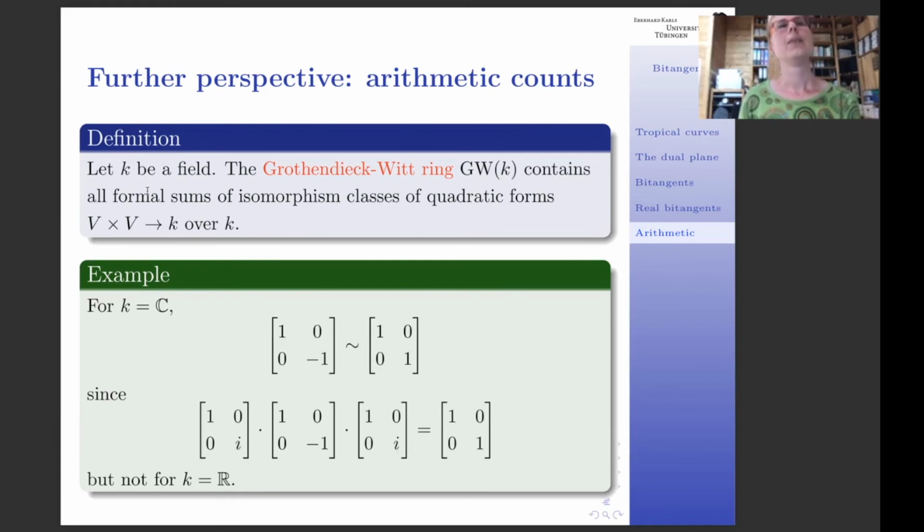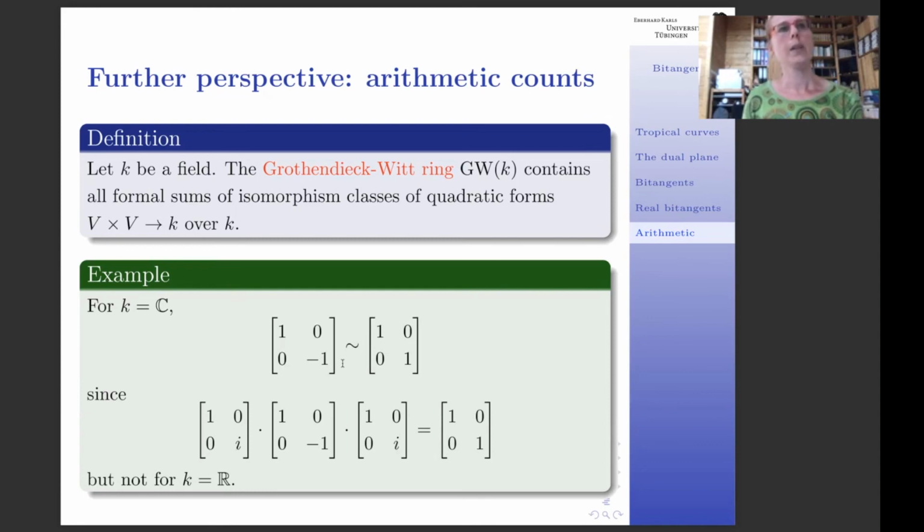So we want to have a universal theory of counting, but what we're doing is we're not counting geometric objects one by one, but we're counting classes in the Grothendieck-Witt ring. What's the Grothendieck-Witt ring? It contains all formal sums of isomorphism classes of quadratic forms from some vector space to my ground field. Okay, why does that tell us something about different fields? Let's look at an example.